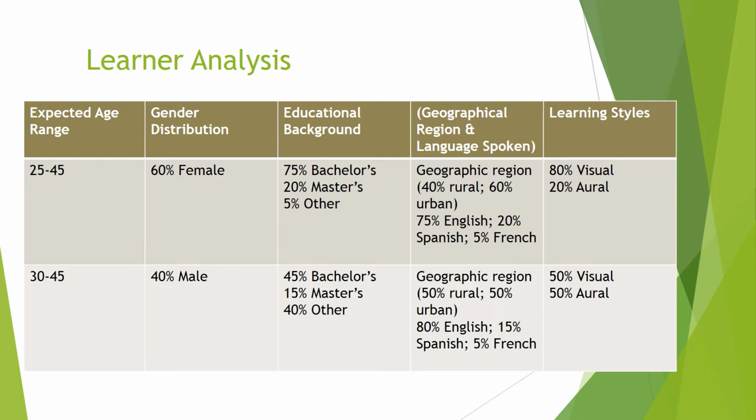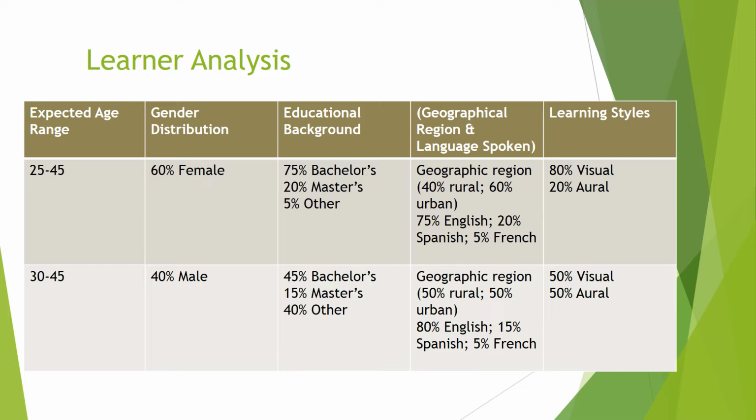40% of the females reside in a rural area, 60% reside in an urban area, and 75% of the females speak English as their primary language, and 20% of them speak Spanish as their primary and English as their secondary language. 5% of them speak French as primary and English as secondary. 80% of their learning styles are visual and 20% are otherwise.